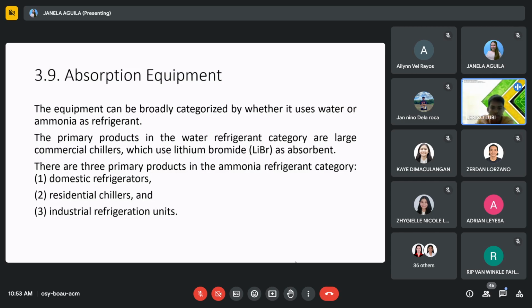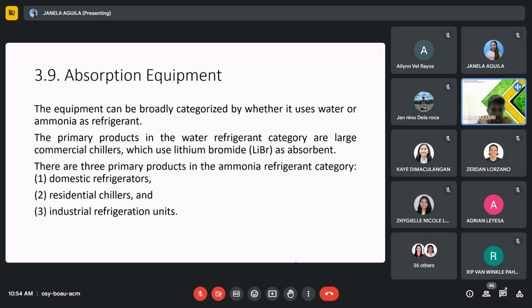Sa ammonia refrigerant naman, may tatlo tong main product. Ang una ay ang domestic refrigerator. Ito yung mga normal na ref na nakikita natin sa ating mga bahay, tas gumagamit ito ng ammonia as a refrigerant. Pangalawa ay ang residential chillers. Parehas po sa water-based commercial chillers, pero gumagamit naman ito ng ammonia para sa kanyang refrigerant. Ang pangatlo ay industrial refrigeration units. Ito ay ang mga larger cooling system used in factories or big buildings.